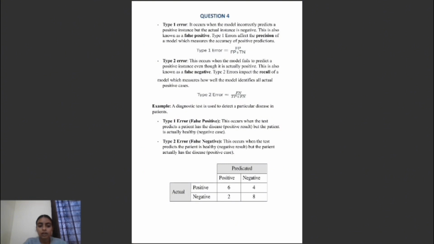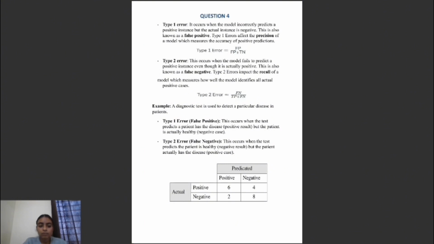Example: a diagnostic test is used to detect a particular disease in patients. Type 1 error occurs when the test predicts a patient has the disease, but the patient is actually healthy. Type 2 error occurs when the test predicts the patient is healthy, but the patient actually has the disease. Missing a disease positive patient can be far more dangerous than raising a false alarm, which is why recall becomes a very crucial metric in medical cases.